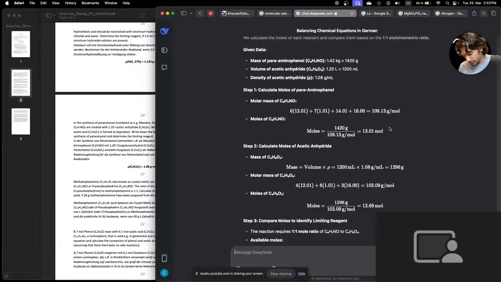Oxygen 16. So 6 12s are 60 plus 12, 72, 72 plus 2, 74, 74 plus 30, it's 104. 104 grams per mole, which means moles equals mass per molar mass, which equals 1.42 into 10 raised to 3.